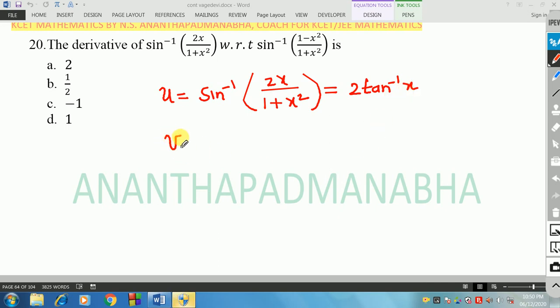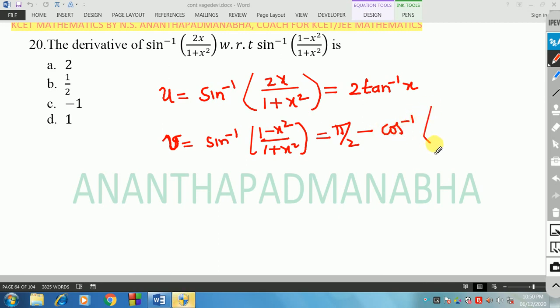And let us take V as sin inverse of (1 minus x square) by (1 plus x square). We can write this as pi by 2 minus cos inverse of (1 minus x square) by (1 plus x square), because sin inverse x can be written as pi by 2 minus cos inverse x. Now, cos inverse of (1 minus x square) by (1 plus x square) is nothing but 2 tan inverse x.